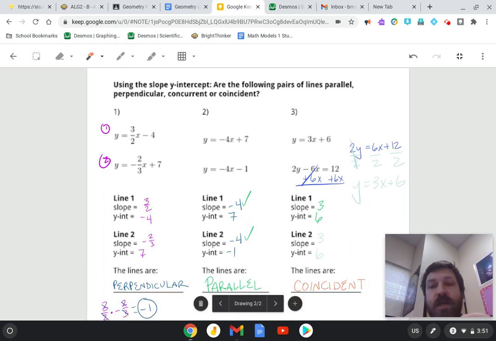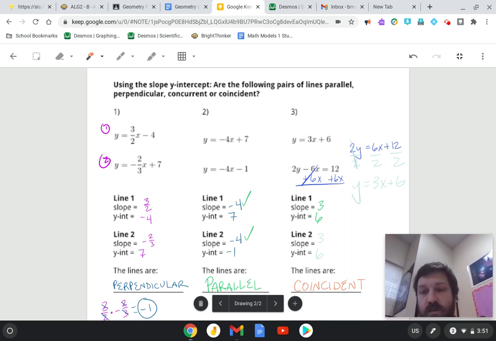So what I'm telling you is you need to have the notes about how to tell the lines apart with you when you sit down to the test. And this is what the questions are going to be looking like. You need to identify the slope and y-intercept and then tell me what the lines are.